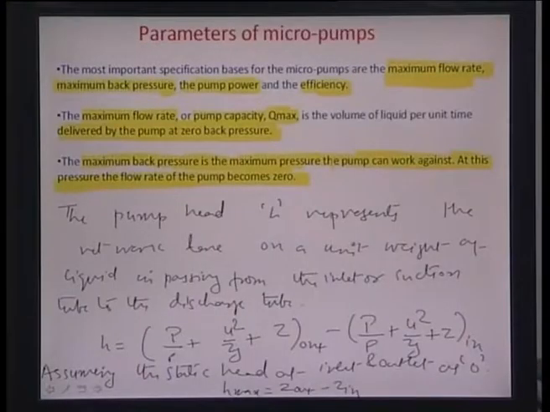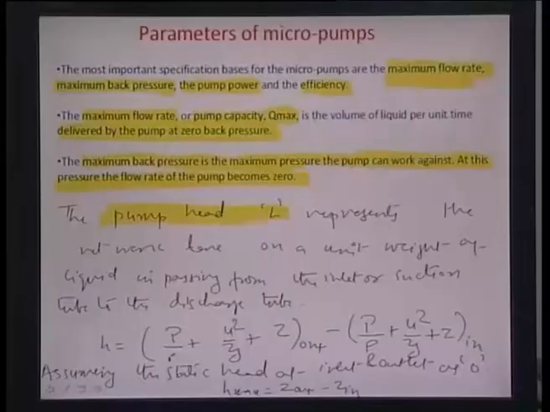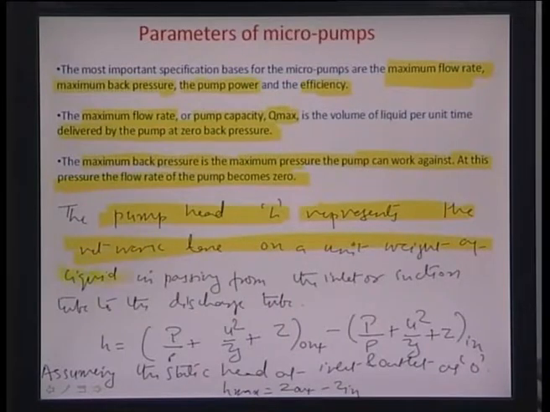So let us do some mathematical representation of how you can calculate these efficiency factors. The best factor that is used here is the pumping head, in terms of the pressure head that is deliverable by the micro pump. So let us say the pump head H represents the net work done on a unit weight of the liquid on passing from the inlet to the outlet or the discharge tube. So H here is given by Bernoulli's equation as the height due to the pressure, that is P by rho, the height due to the kinetic energy, u squared by 2g, and the potential function Z on the outlet side, minus the same quantities on the inlet side.